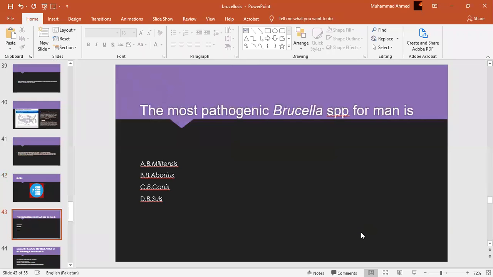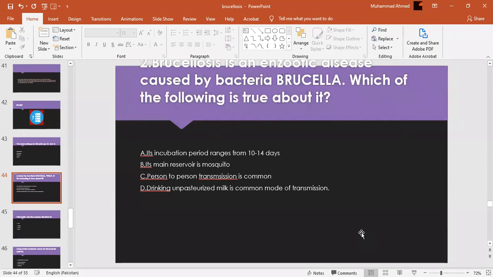Now we come to the MCQ session. The most pathogenic Brucella species for man is melitensis. Yes, because others are less virulent.